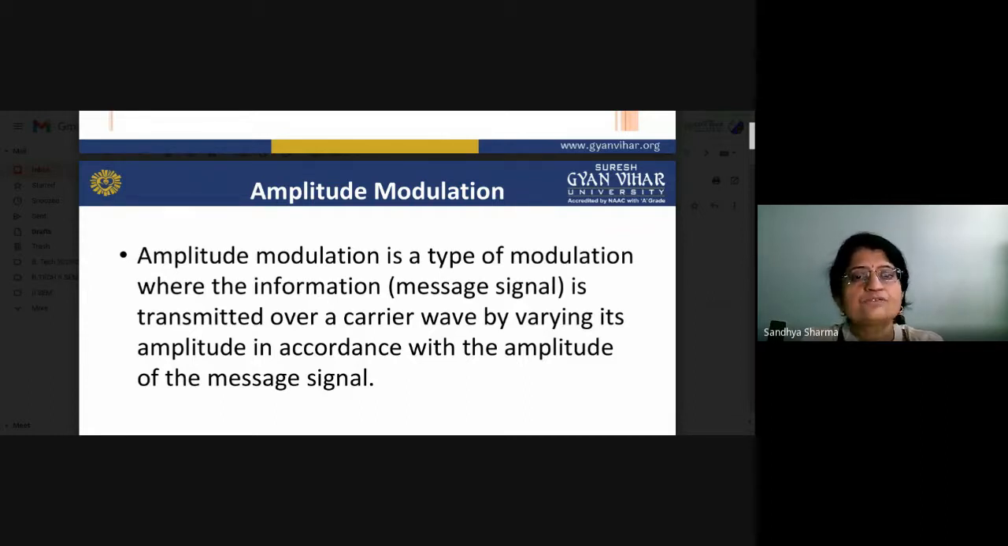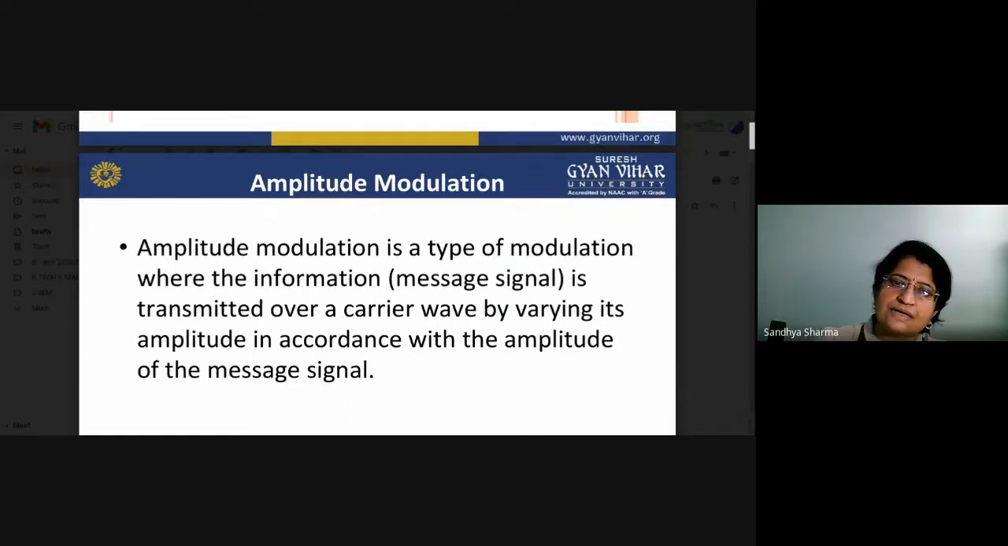This means if we superimpose your information onto the carrier wave, a property of the carrier will change. In amplitude modulation, the amplitude of your carrier wave changes according to the modulating signal. This is the basic method through which we carry out amplitude modulation.